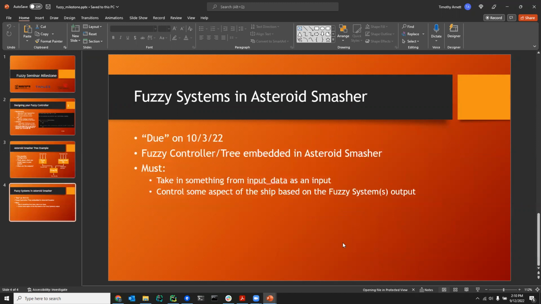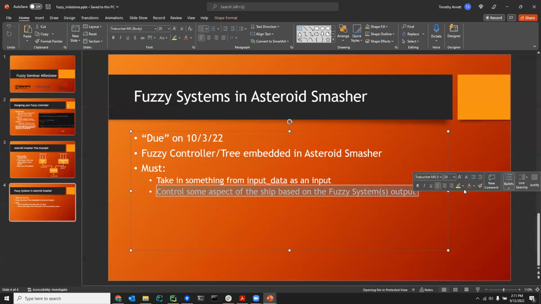This is due, quote unquote, on October 3rd. It's really just a way for you to start playing around with Asteroid Smasher and make sure you can create FISs correctly and get them to execute in the simulation environment while using simulation environment data. You must take in something from the input data dictionary, and you must control some aspect of the ship based on a fuzzy system output.